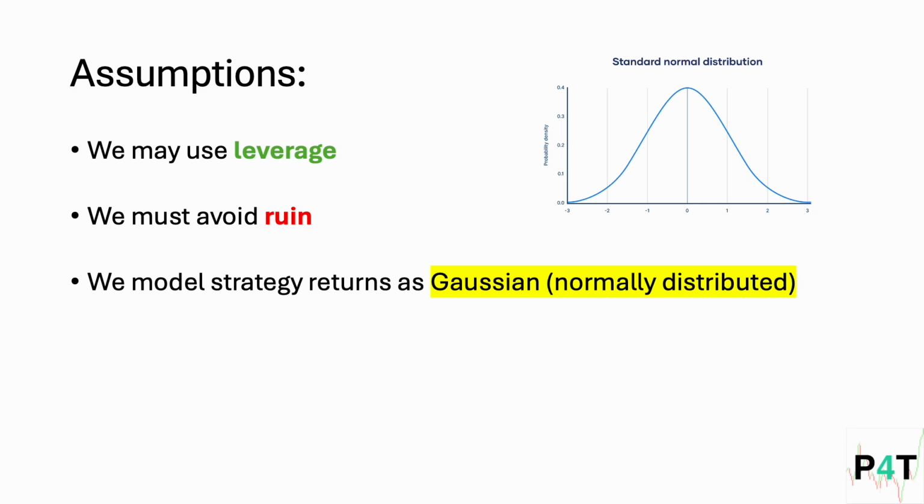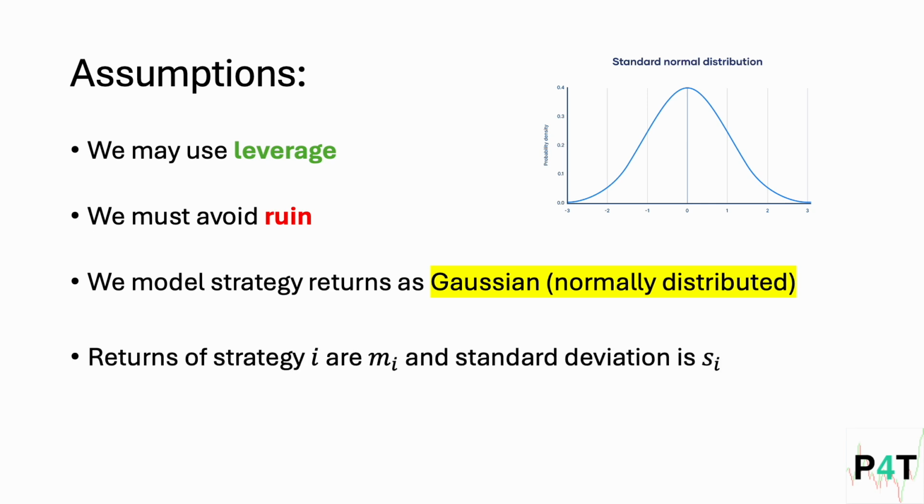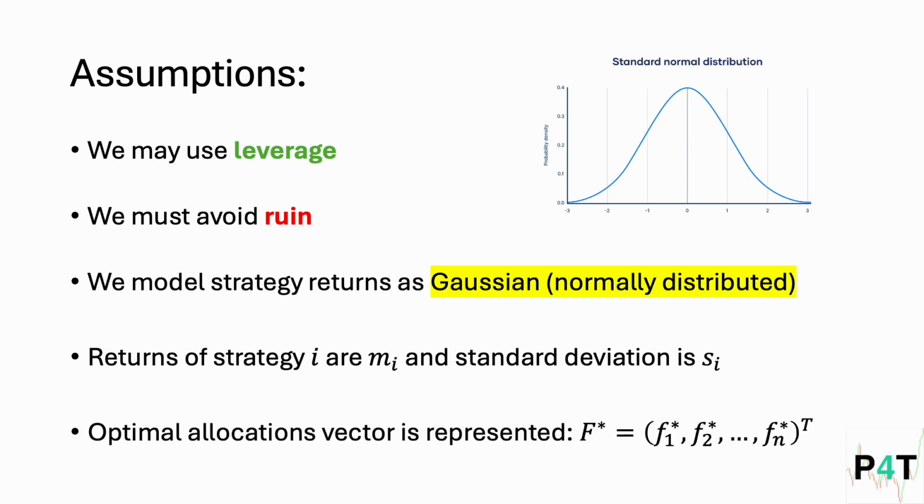So to introduce some symbology, here we're going to say that the returns of strategy i are represented as m_i, that's the average return, and the standard deviation is going to be s_i. And lastly, the vector of optimal allocations that we're going to calculate is going to be represented as this F star here, where each entry in that vector is the optimal allocation percentage.